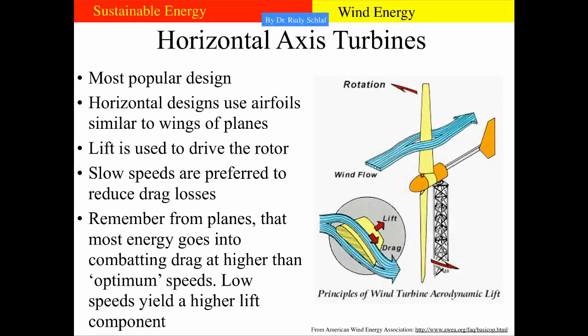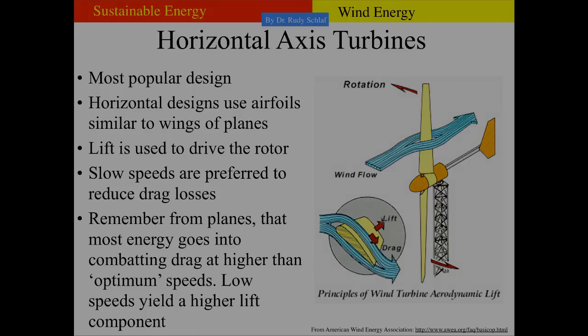Let's first discuss the basic designs of wind turbines. The horizontal axis turbine is the most popular design. In this type of wind turbine, the blades are shaped like airplane wings. As the wind passes through the wind turbine, the lift rotates the turbine while the drag is parasitic and tries to slow it down. So one of the design goals with wind turbines is typically to have them run at slow speeds but at maximum lift. That reduces the drag and we get the most energy conversion.